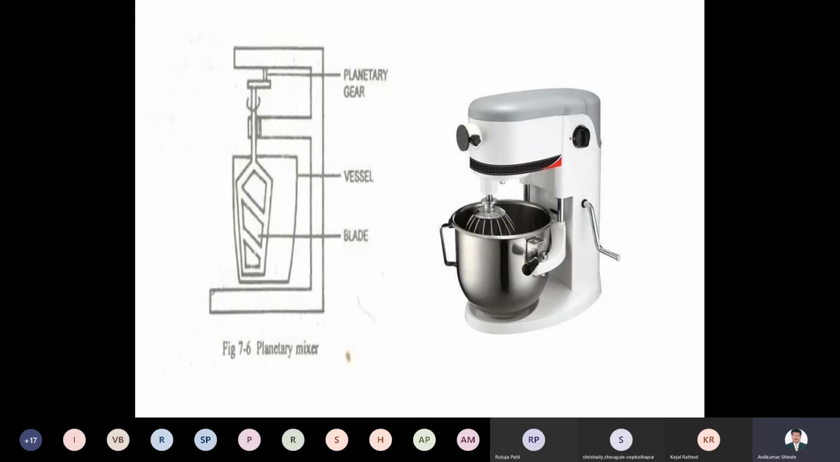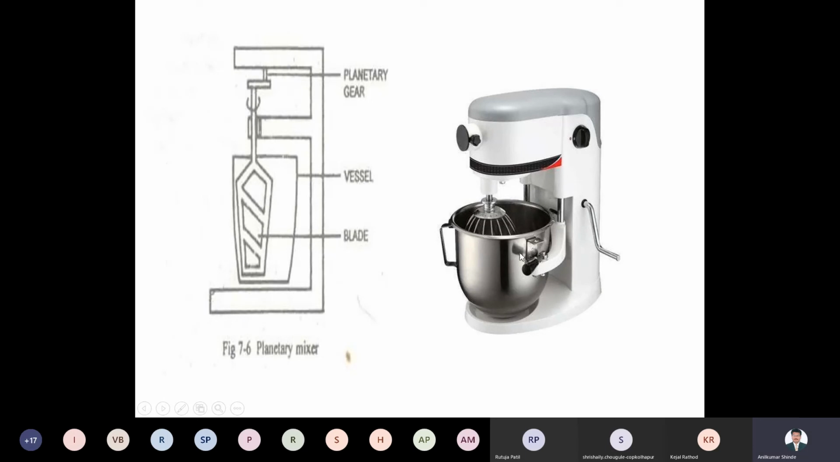This is one more design of that. These are planetary gears attached with the motor, and these are mixing blades. This is a vessel, and in the vessel is a mixing blade. This is a different size. One more planetary mixer is there.